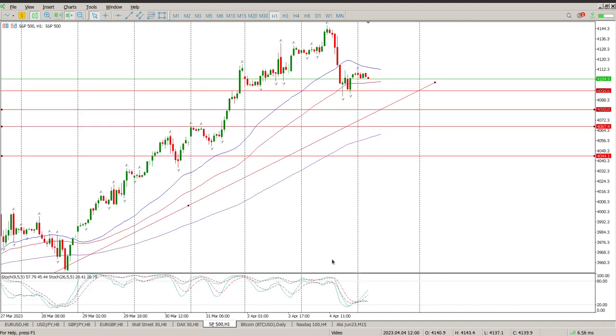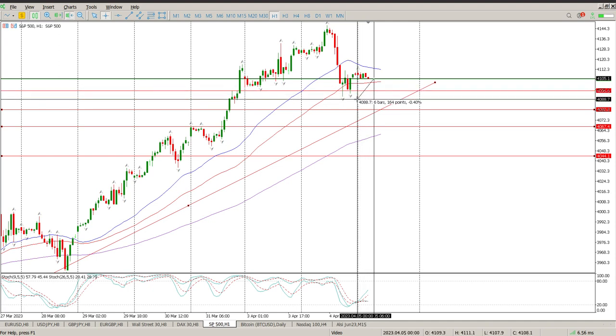Now have a look at the 1-hour. We have bottomed, we have got a tweezer bottom, and we've got an engulfing bar. So double structure off here. So technically we should be long already, with a stop of 164 points, but the stop should be below 4088.